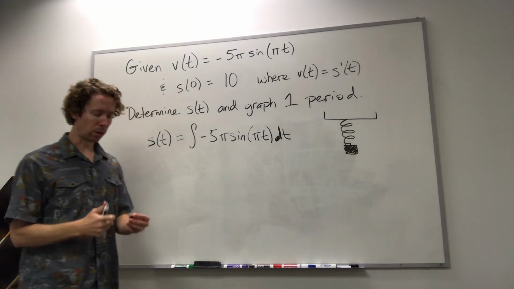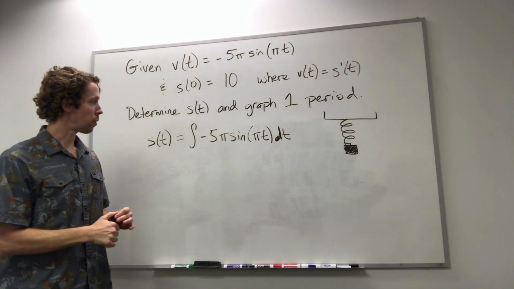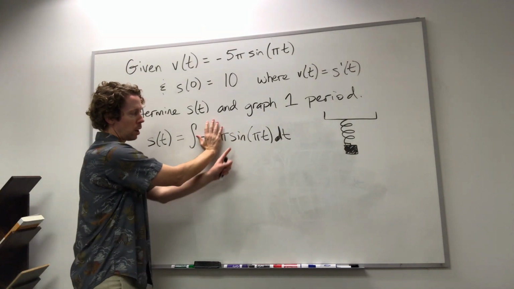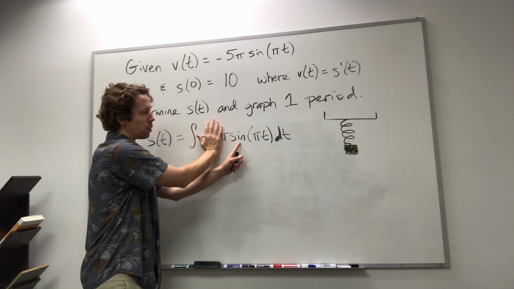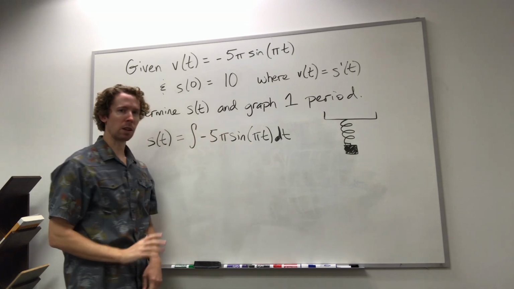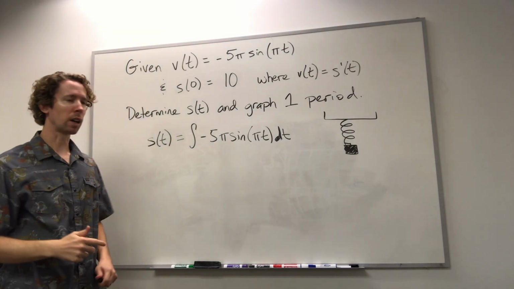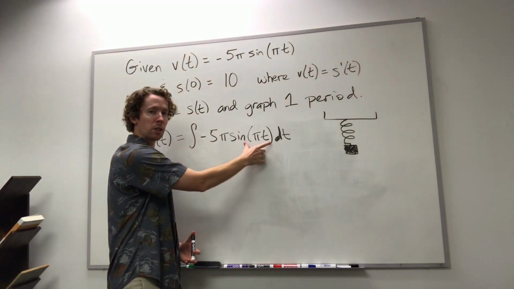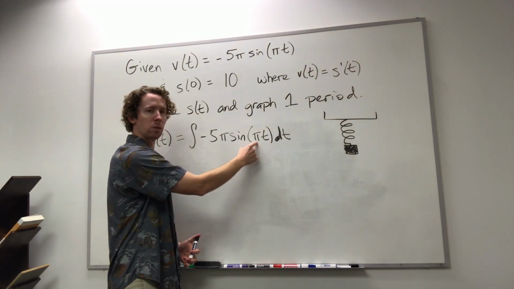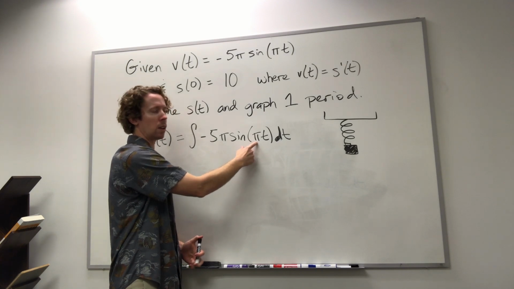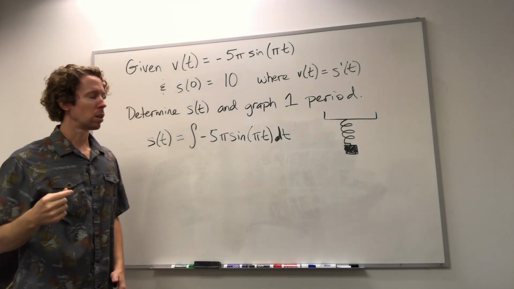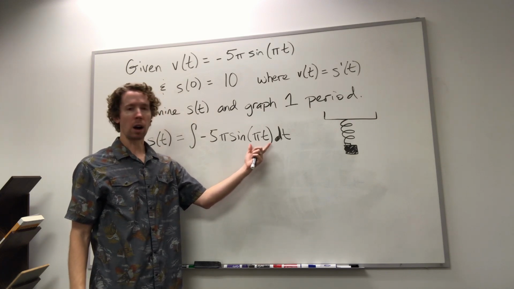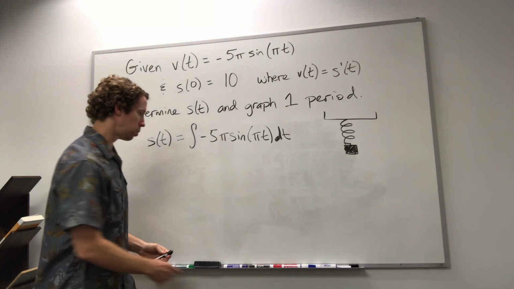To find that antiderivative, the negative 5 pi is just a constant out in front multiplied by the rest of the function. I know how to find the antiderivative of sine of t because I know the derivative of cosine t is negative sine t. But since the stuff in parentheses is not just t, I need to do something extra. I can either guess and check in my head, or I can just run a quick u substitution. I will go ahead and write out the u substitution.